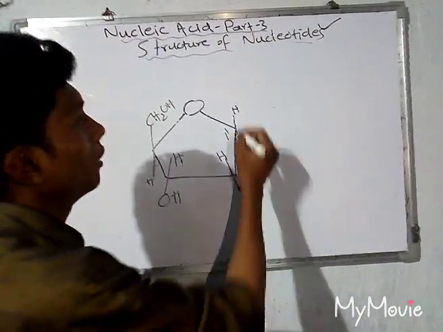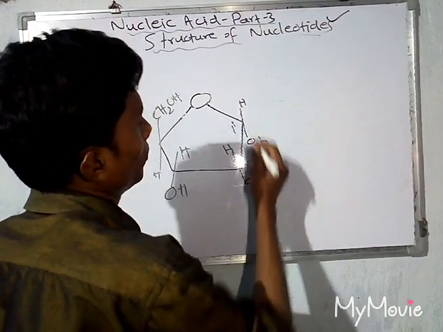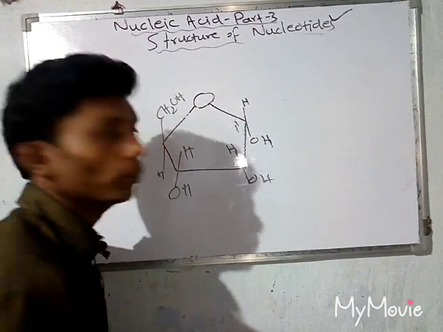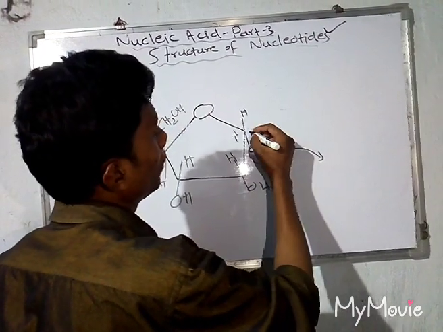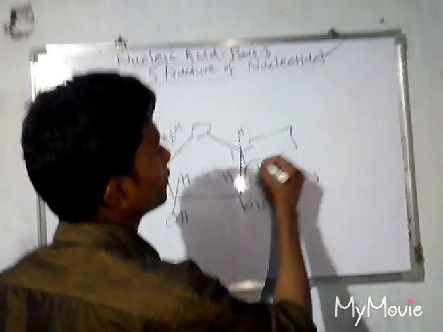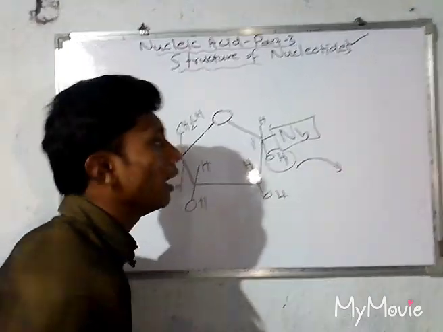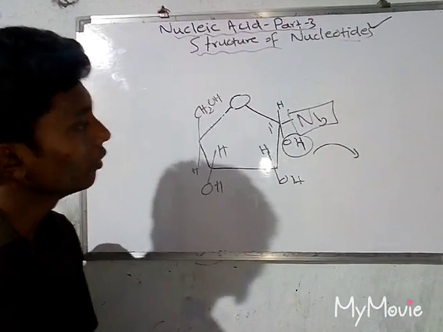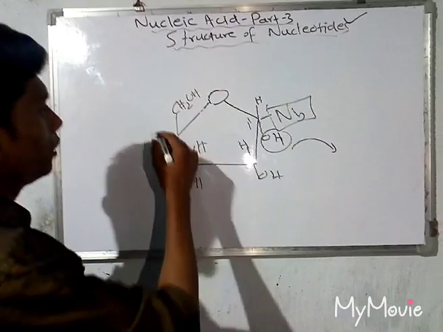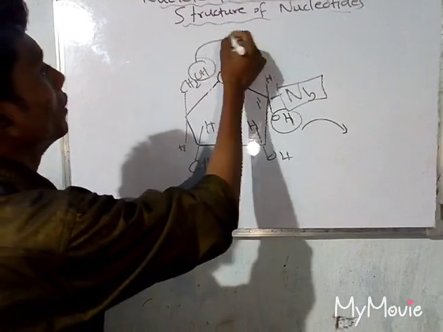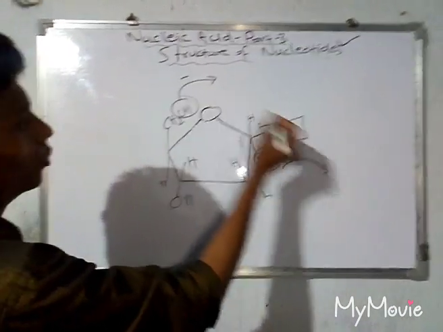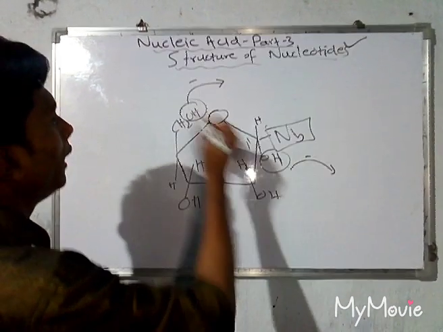H, so this is the sugar molecule. Here what happens, in case of the first carbon of the sugar, OH is removed, and here a nitrogenous base is added. Clear?